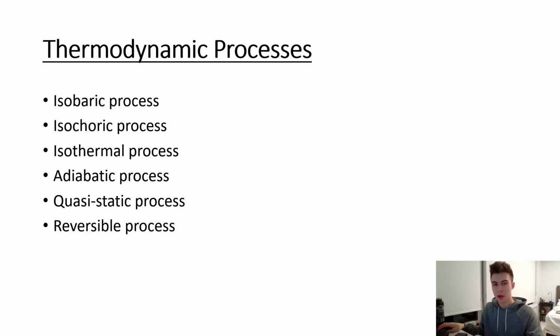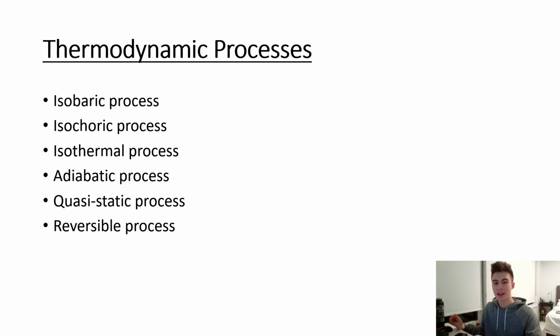Here on the screen, I have listed 6 different thermodynamic processes. Starting with an isobaric process. An isobaric process is a process in which the pressure stays constant in the system, whereas an isochoric process has constant volume. An isothermal process has constant temperature, and an adiabatic process is a process in which no heat is transferred to or from the system.